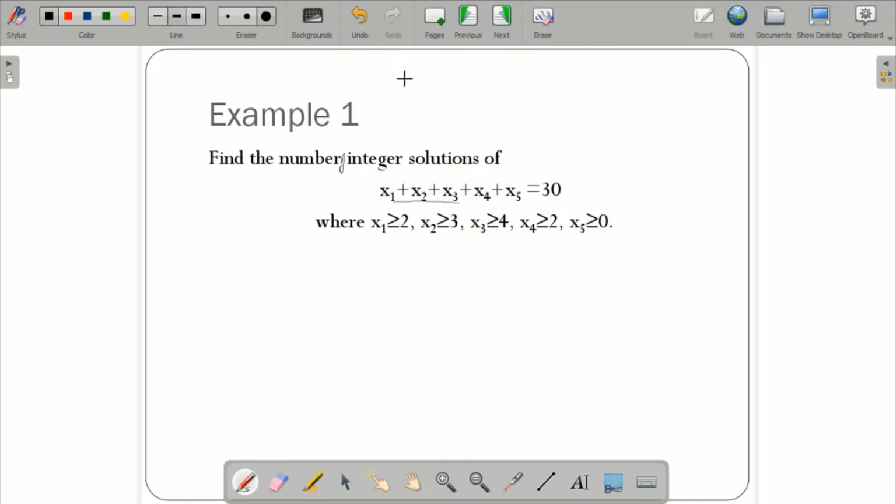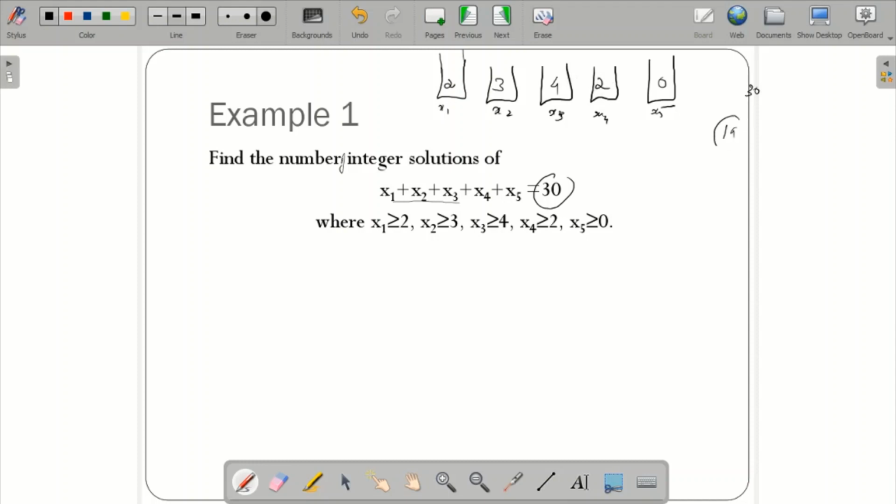So what I can do is take 5 containers for x1, x2, x3, x4 and x5. In total there are 30. What is the minimum constraint we can have? x1 can have least value 2, x2 can have 3, x3 can have 4, x4 can have 2, and x5 can have 0. So this minimum has been occupied. Subtract it from 30: 30 minus 2 is 28, 28 minus 3 is 25, 25 minus 4 is 21, 21 minus 2 is 19.